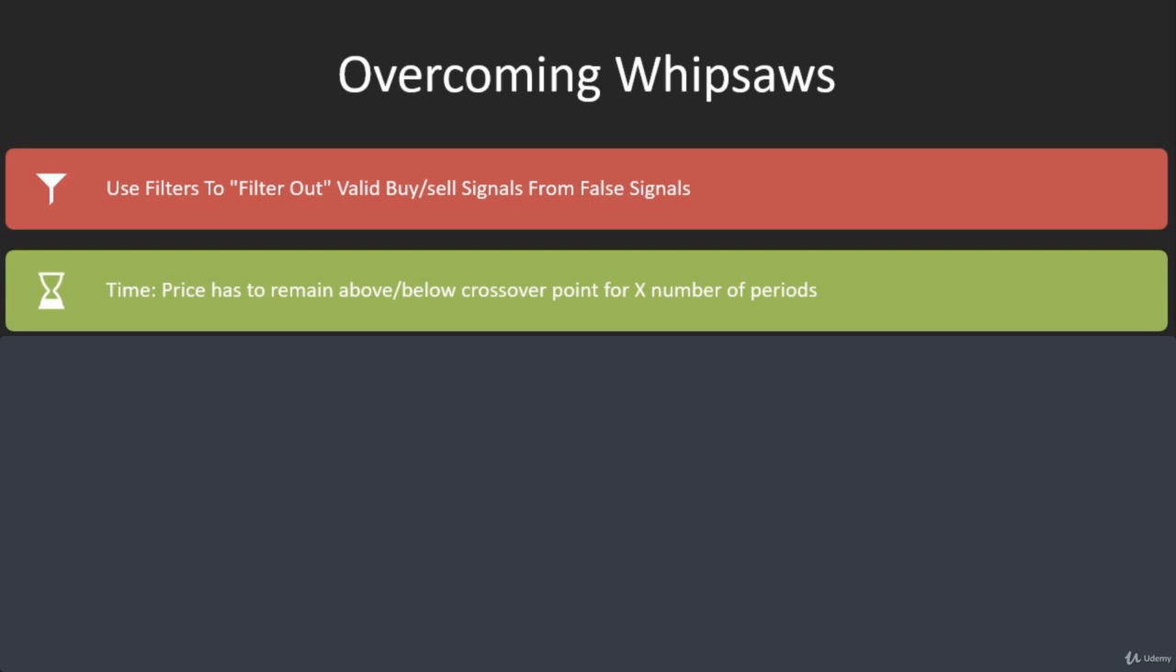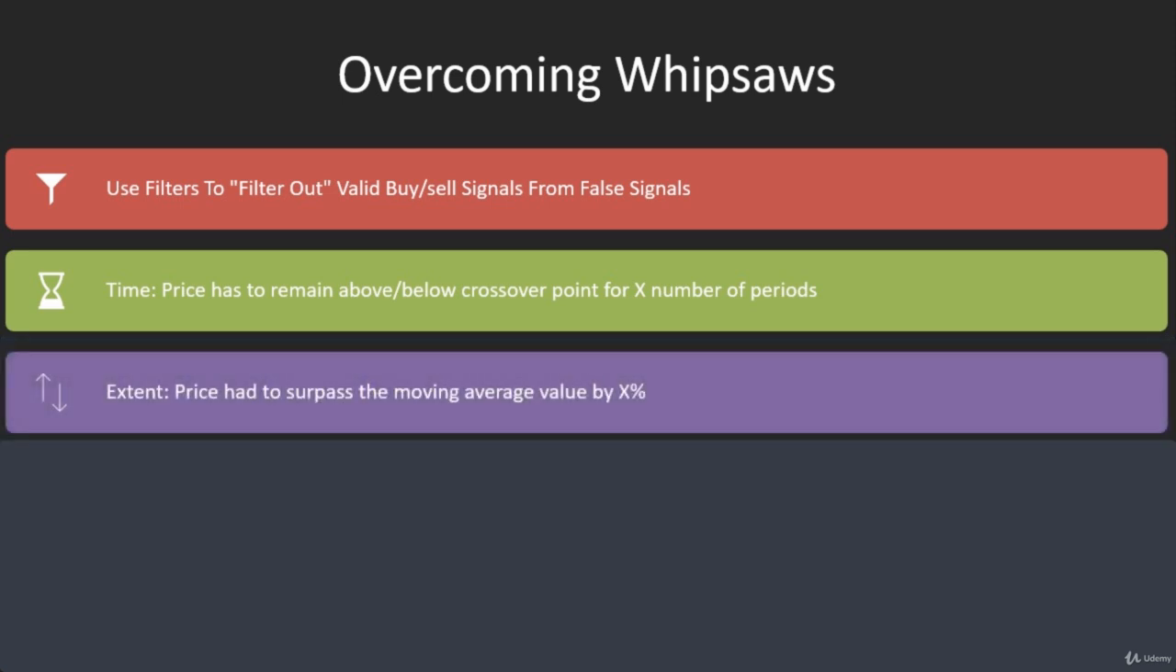One is time. You could have a time rule that says the price has to remain above or below a crossover point for a certain number of periods. You can decide 2 periods, 3, 4, whatever it might be. So you're not trading as frequently because you've put in this rule that says, okay, it's across the line, but I'm still going to wait 2 days to make sure we don't have a whipsaw here. That's the idea of putting in a time rule or a time filter.